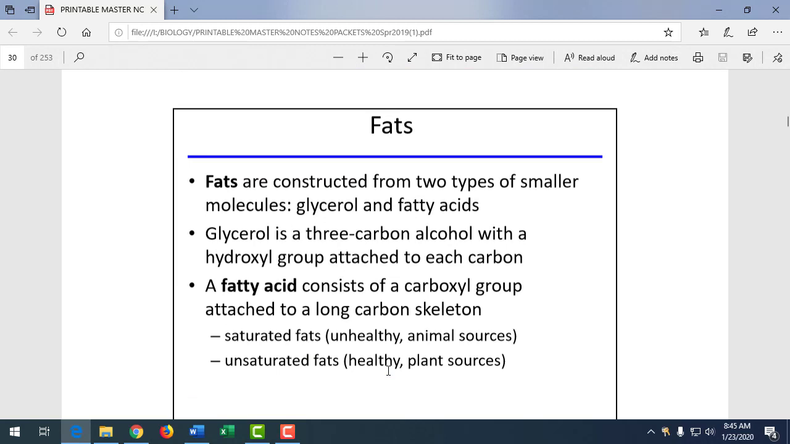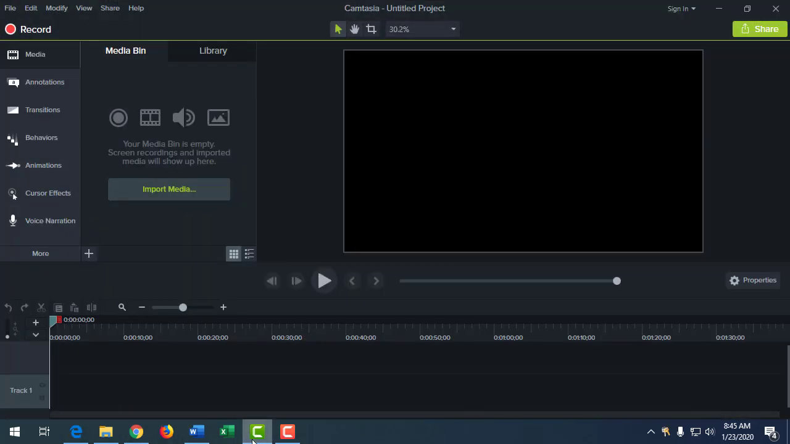The next group of organic compounds is our fats. And let's take a quick break and we'll come back and start talking about that topic.